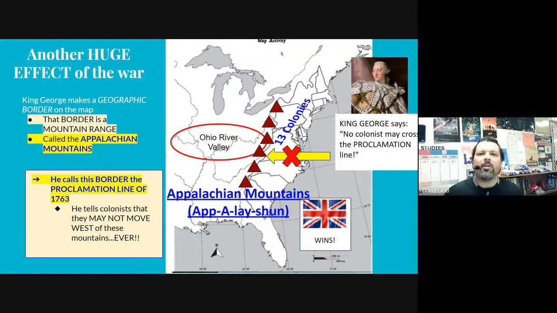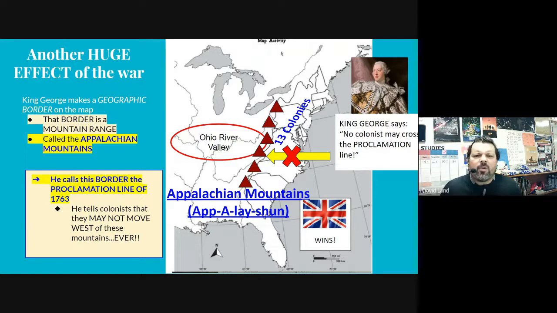He makes something called the Proclamation Line of 1763. A proclamation is an announcement. That's all it is, an announcement. And he says, this mountain range is called the Appalachian Mountains. Do you see it in the map? Do you see the little triangles? And he tells the colonists, you may not cross those mountains. You may not leave the colonies. You must stay in the colonies and not go west to the Ohio River Valley.